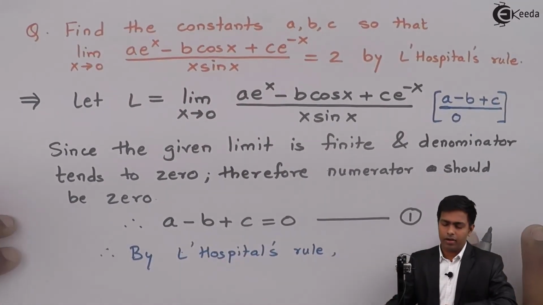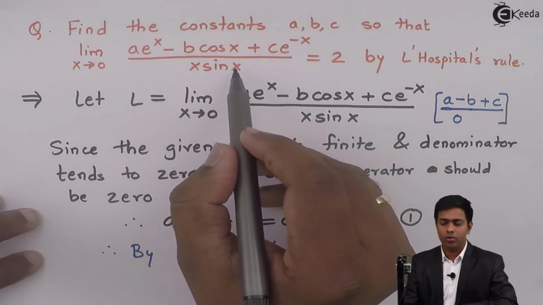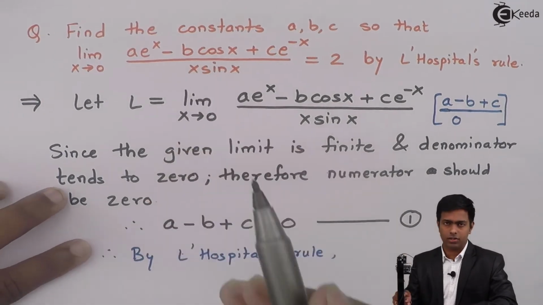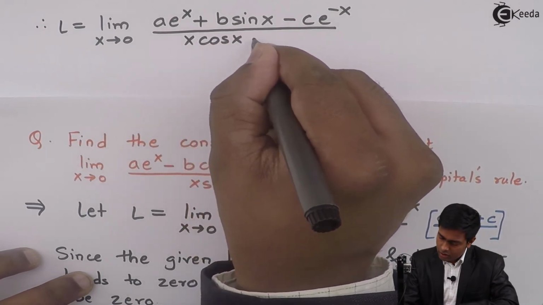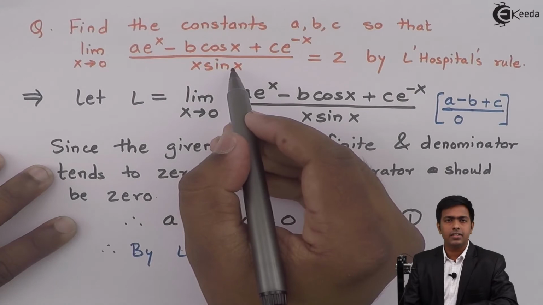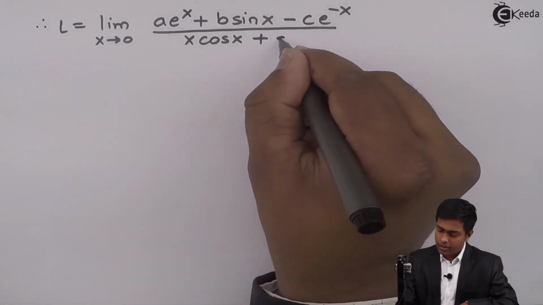Now we'll find the derivative of the denominator. Here we have to apply the product rule. So for x sin x, I'll keep x as it is and the derivative of sin x is cos x, so that will become x cos x, plus. Now I'll keep sin x as it is and the derivative of x is 1, so here we'll get sin x.